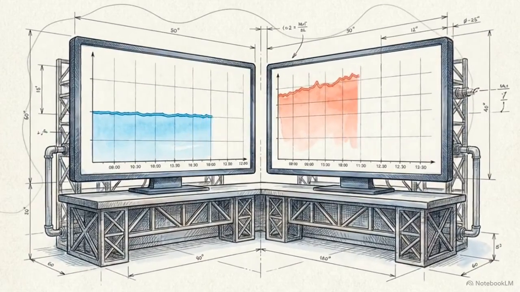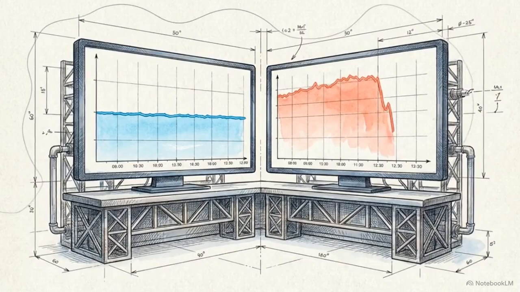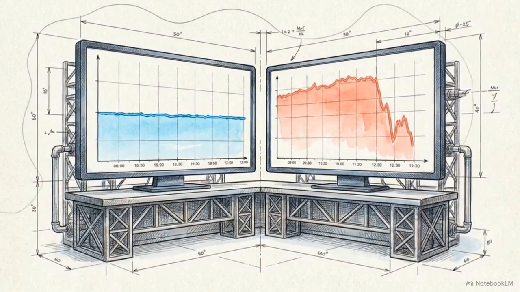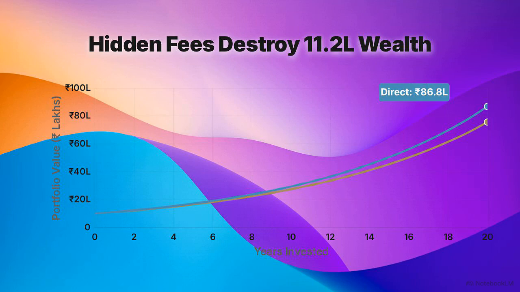Today, we are going to closely examine a massive, unexpected divergence in what should be identical financial forces. This chart sets our baseline control. We have two identical 10 lakh rupee investments placed into the exact same underlying equity fund. Over a 20-year horizon, both portfolios experience an identical 12% gross market return. Yet, at the end of 20 years, the returns diverge severely.